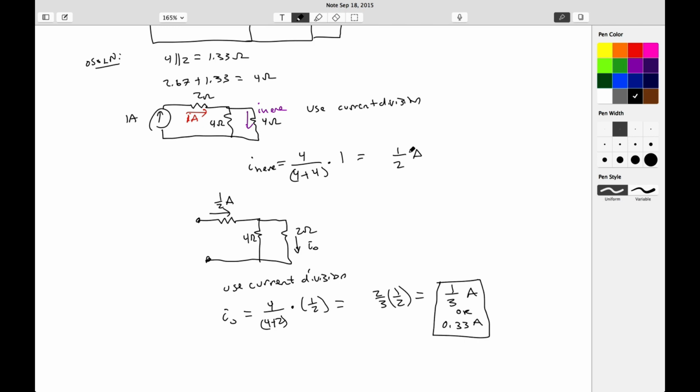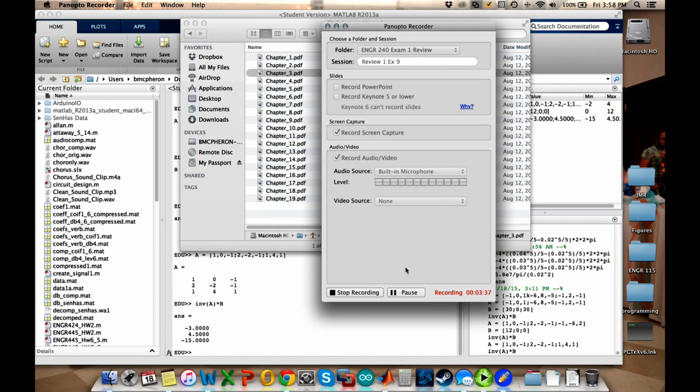And if we think about this, this makes sense. In order to get up to 1/2, we would take 1/3 and we would add to it like 1/6, right? Because 2/6 plus 1/6 equals 1/2. And so this makes sense that more current is going through the smaller resistor. So this is just logical. A few easy steps to solve what could be a complicated problem.